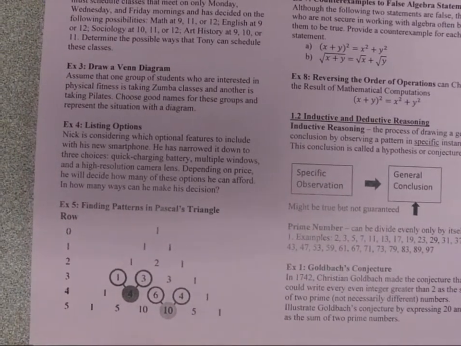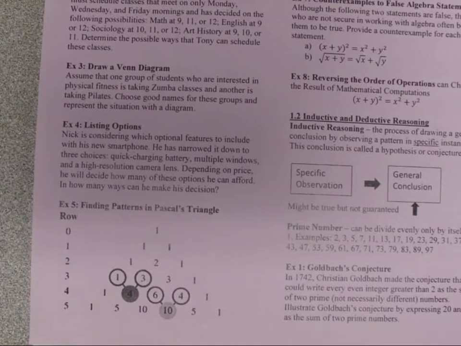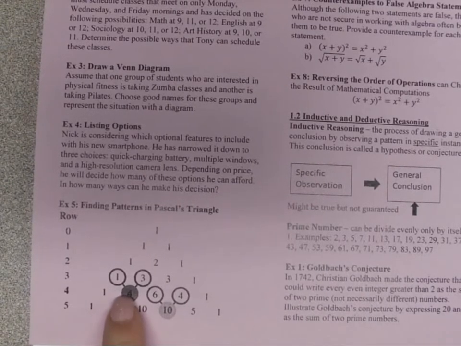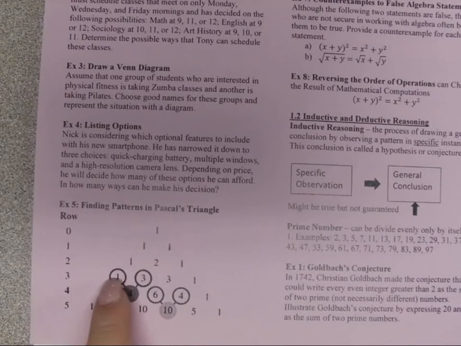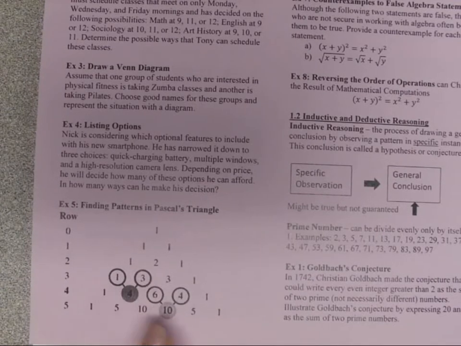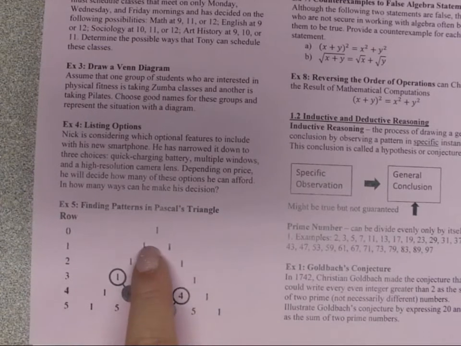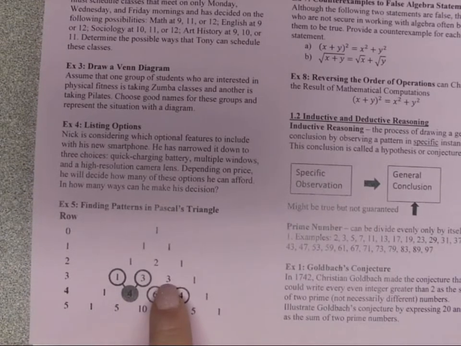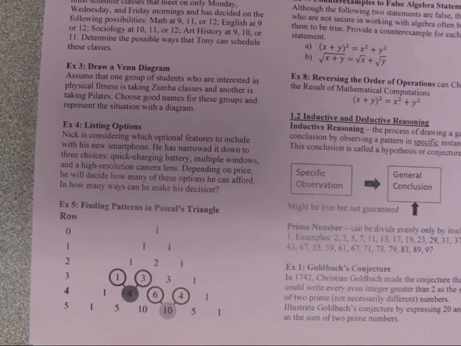Notice how each number is the sum of the 2 numbers immediately above it. If we look at this 4, the 2 numbers immediately above it add to be 4. Here we have 6 plus 4, which equals 10. And if you look at this 2, there are 2 ones above it, so 1 plus 1 is 2. 2 plus 1 is 3. So it works throughout.